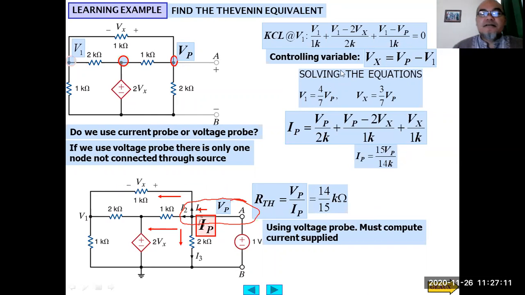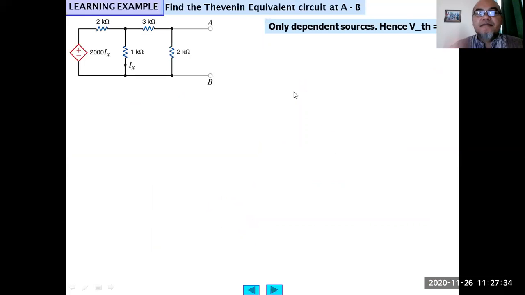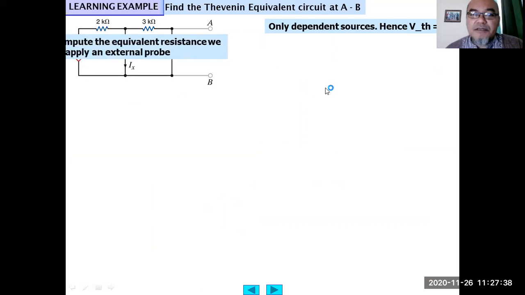So when we have only dependent sources, all we need to find is the Thevenin equivalent resistance, and there is no need to find the voltage, because the Thevenin voltage source is short circuited. Okay, another example. Find the Thevenin equivalent circuit between A and B of the circuit here, which contains only dependent sources. So V Thevenin equals 0.